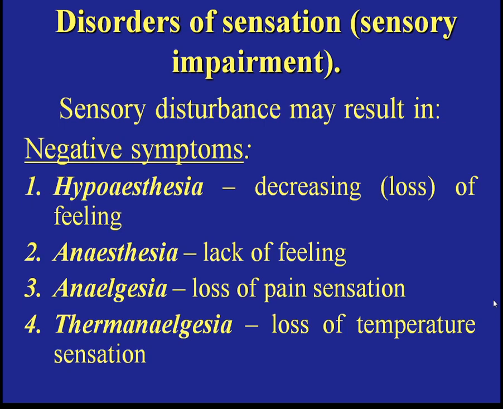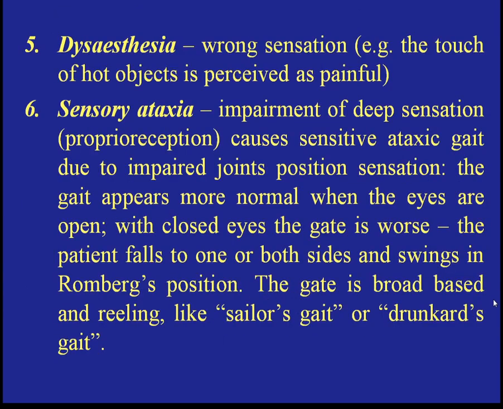Okay, now the next part of the lecture, disorders of sensation or sensory impairment, and we start from semiotics. Negative symptoms: hypoesthesia, decreasing or loss of feeling. Anesthesia, lack of feeling. Analgesia, loss of pain sensation. Thermoanesthesia, loss of temperature sensation. Dysesthesia, wrong sensation. For example, the touch of a hot object is perceived as painful. A very interesting phenomenon, sensory ataxia.